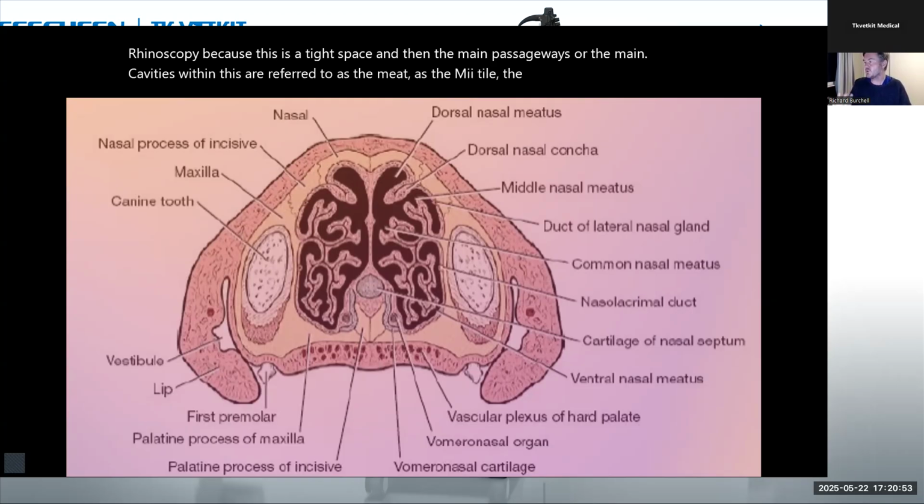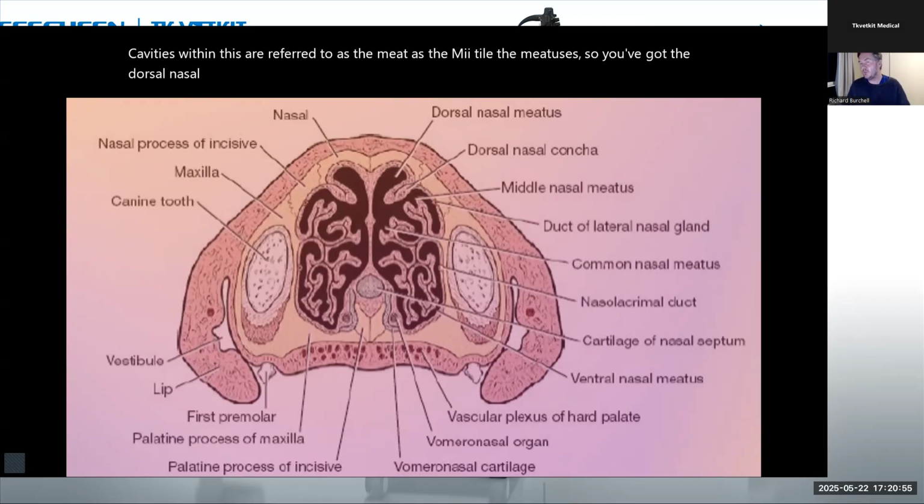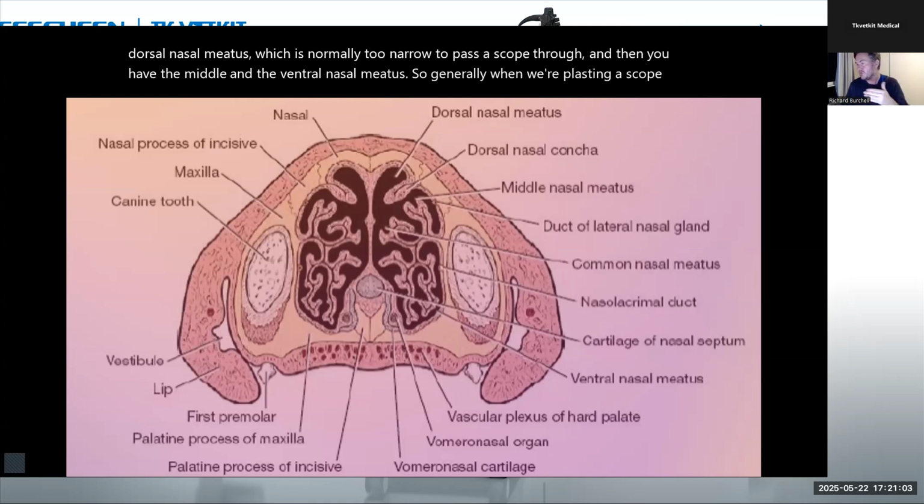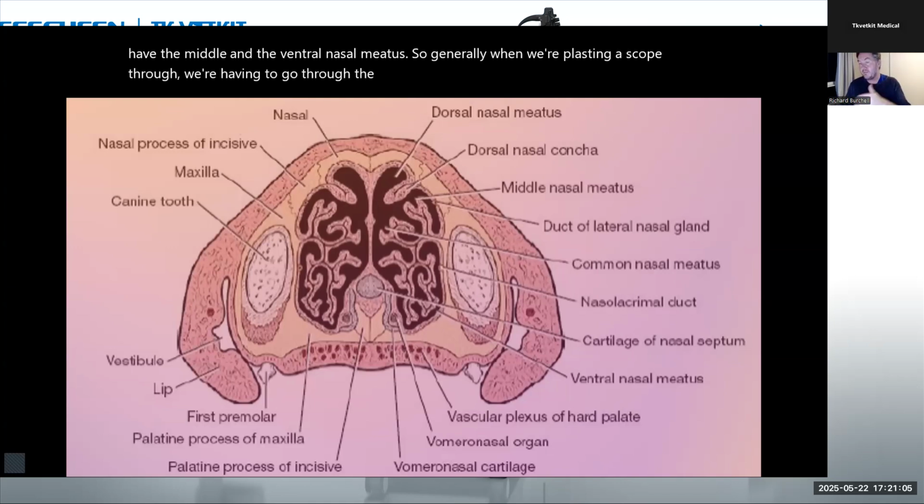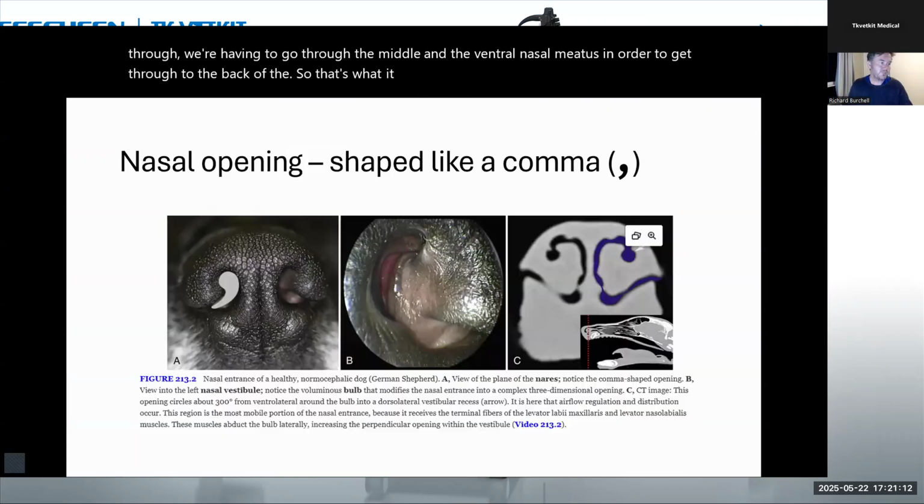And then the main passageways, or the main cavities within this, are referred to as the meatae, or the meatuses. So you've got the dorsal nasal meatus, which is normally too narrow to pass a scope through, and then you have the middle and the ventral nasal meatus. So generally, when we're passing a scope through, we're having to go through the middle and the ventral nasal meatus in order to get through to the back of the nose. So that's what it looks like in cross-section.